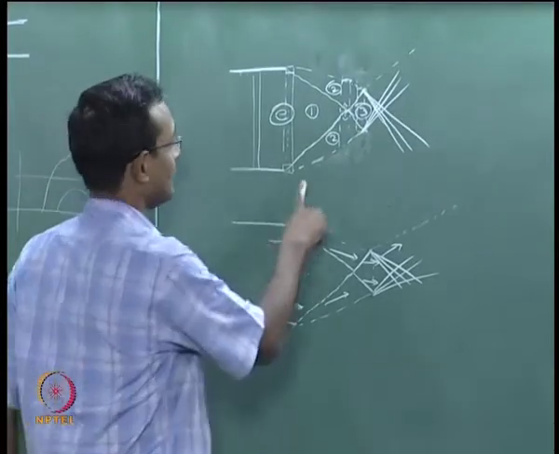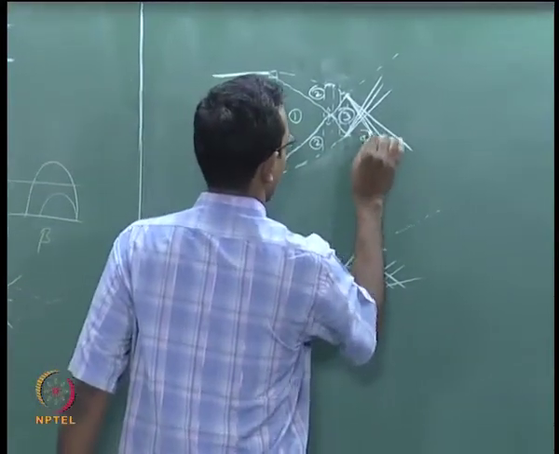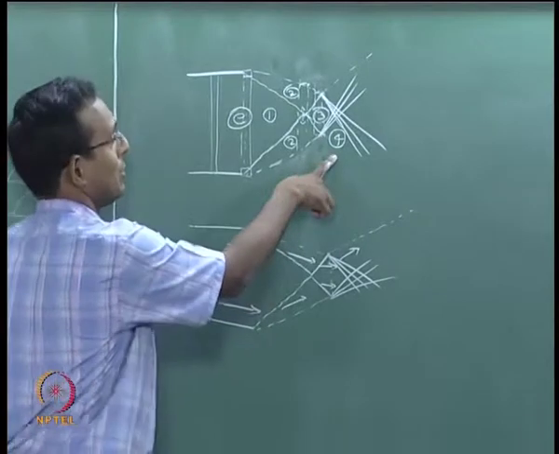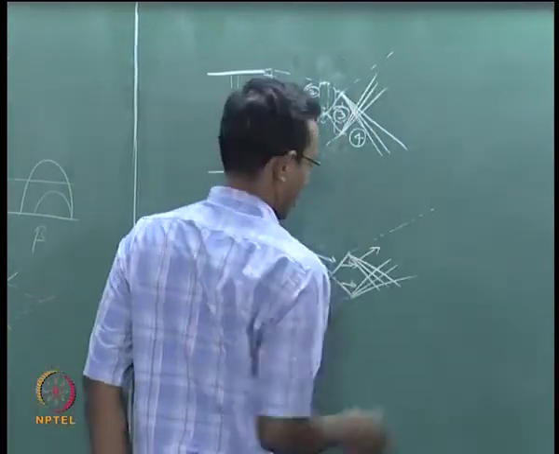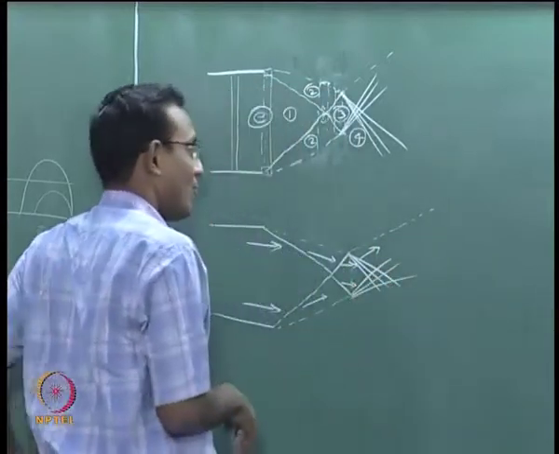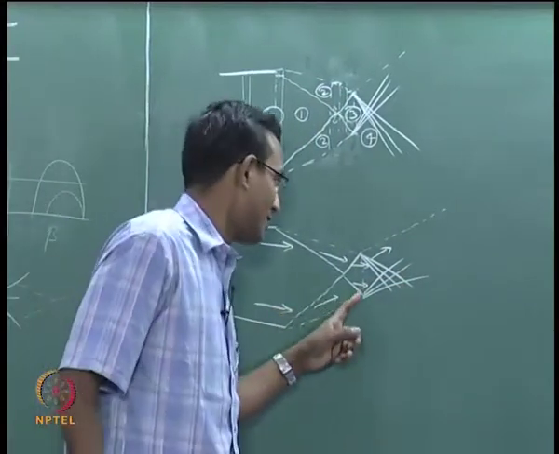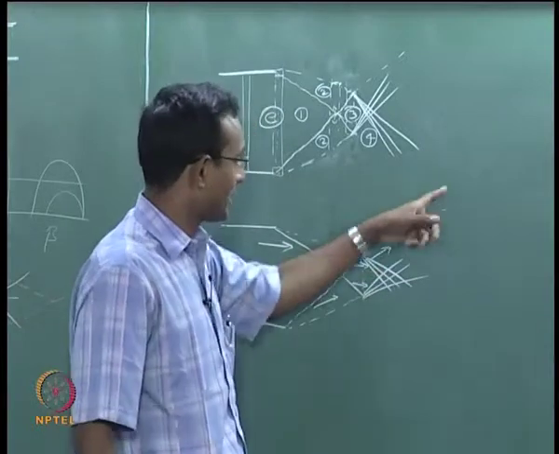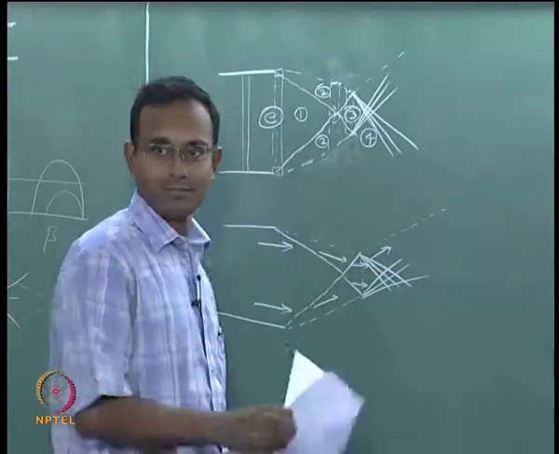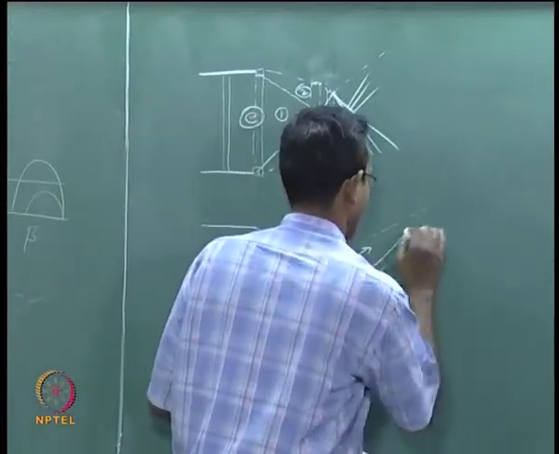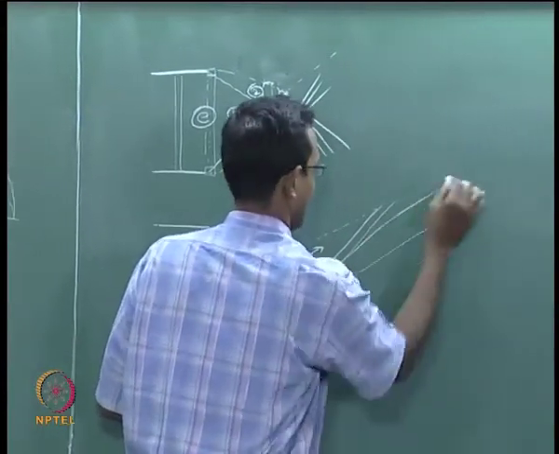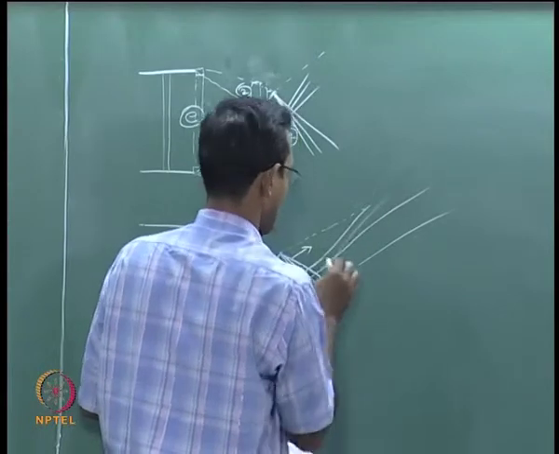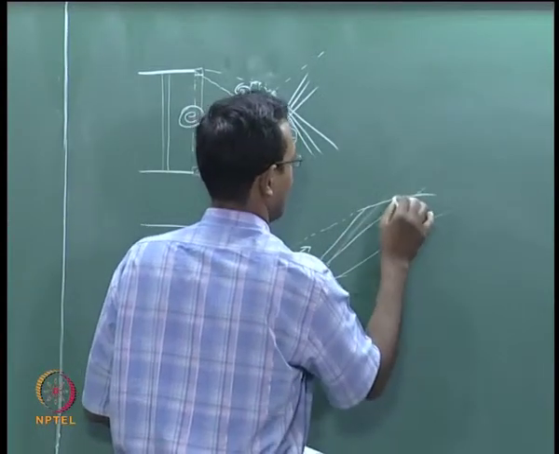Now, because of this, region 4 here is also going to be at atmospheric pressure. And how far will these expansion waves run? They will run till they go and hit the other boundary. So it will just keep on going till it reaches the other boundary.